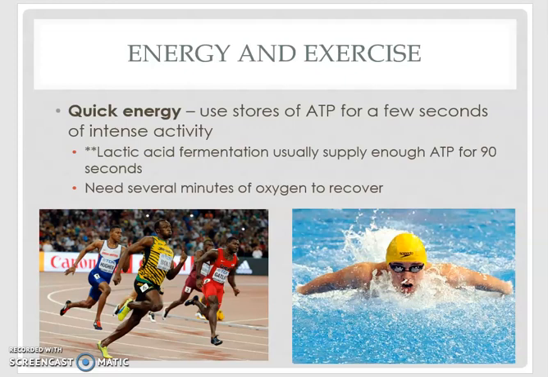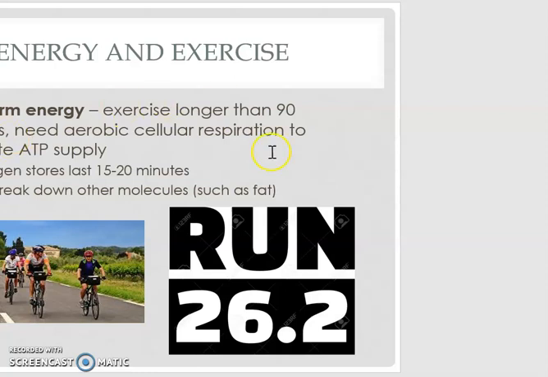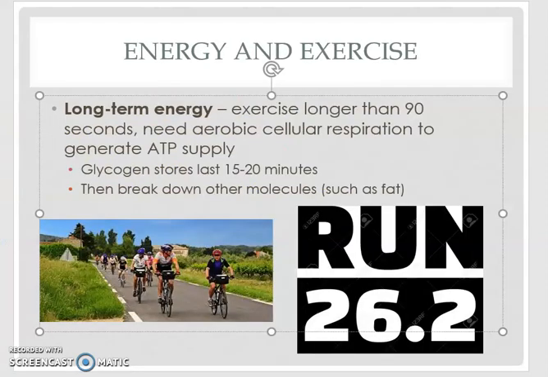Whenever you're looking at long-term energy, runners that are running long distances and need to exercise longer than 90 seconds will need aerobic cellular respiration to generate ATP. There will be glycogen stores, so this is a form of glucose, just the storage form, and that'll last about 15 to 20 minutes, and then after that point, the body will start to break down other molecules such as fats in order to supply some of the energy that is needed for the cell to survive.